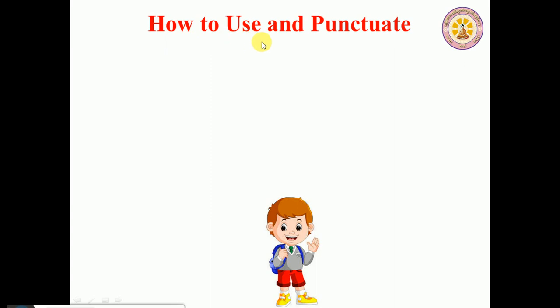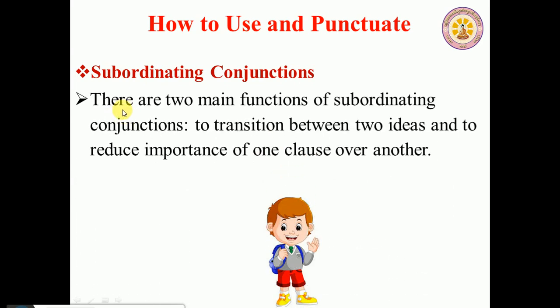Okay, next, how to use and punctuate subordinate conjunctions. When using a subordinate conjunction, you have to know when to use it and how to punctuate it correctly. There are two main functions of a subordinate conjunction. One is to transition between two ideas, and the other is to give importance to one clause over another clause.